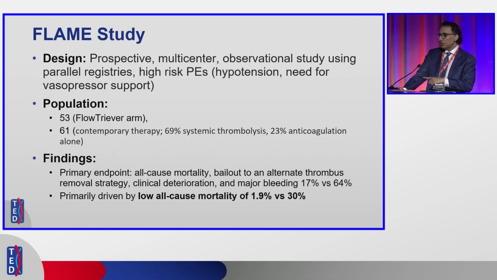Of the contemporary therapy patients, 69% received systemic thrombolytics. So interestingly, it met the primary endpoint of all-cause mortality, clinical deterioration, and major bleeding. That primary endpoint was primarily driven by all-cause mortality, 1.9% compared to 30% in the contemporary therapy arm.